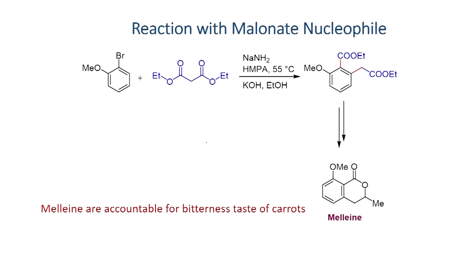Here is another example. In this case, the reaction of diethyl malonate is shown with this 2-bromoanisole in the presence of sodium iodide and HMPA. At a moderate temperature it undergoes reaction to give this product. And in this reaction, as we have seen, when you react with the sodium iodide, you can make the benzyne.